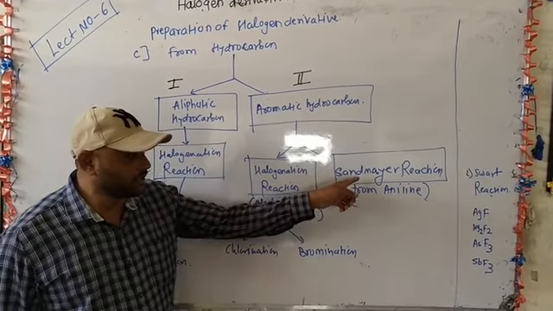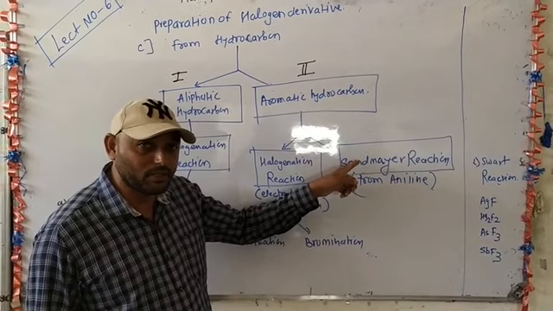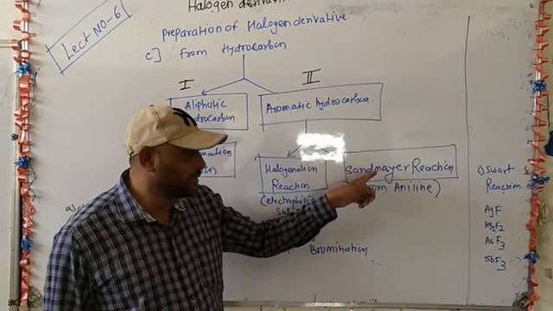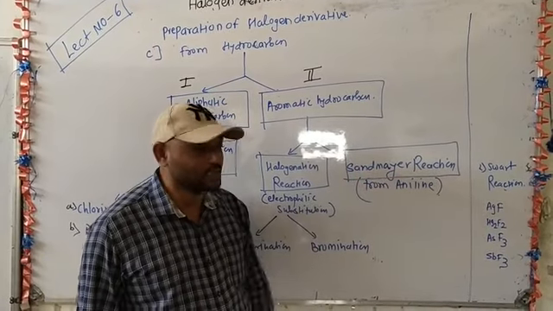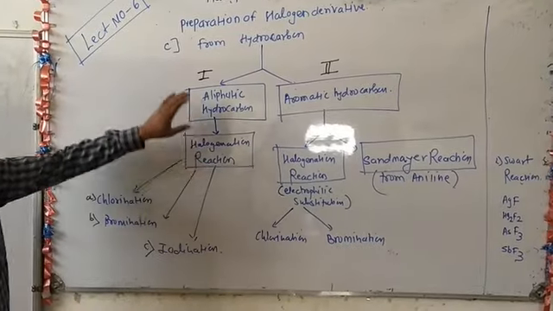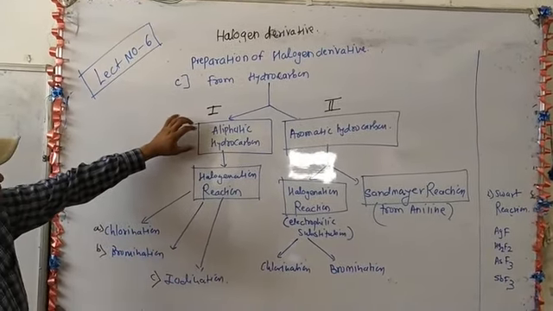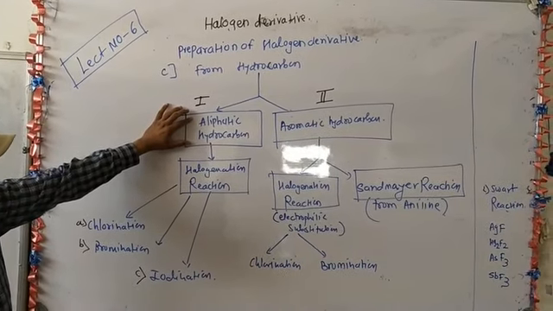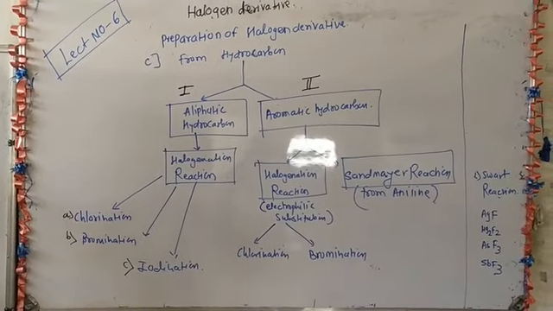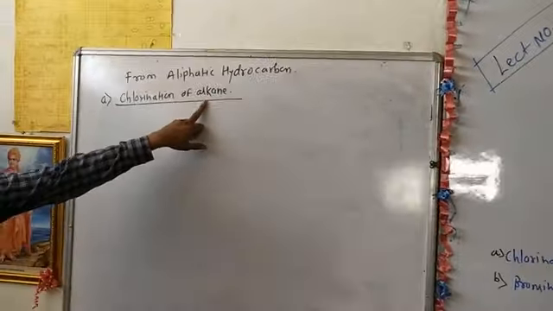And the second important method is a name reaction, that is very important as far as board examinations as well as CET and JEE are concerned, that is Sandmeyer reaction from aniline. Let us discuss the preparation of halogen derivatives from aliphatic hydrocarbons by halogenation reaction, which includes first the chlorination of alkane.